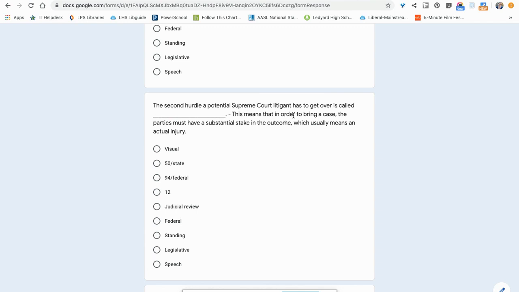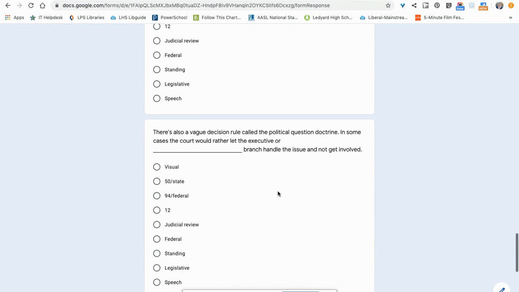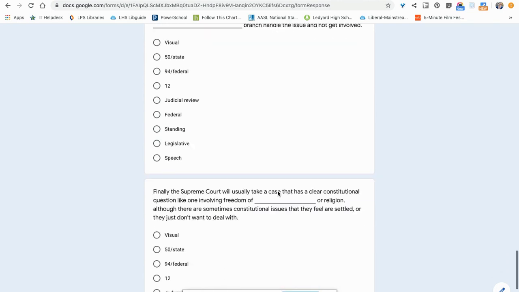This means that in order to bring a case, the parties must have a substantial stake in the outcome, which usually means an actual injury. There's also a vague decision rule called the political question doctrine. In some cases, the court would rather let the executive or the blank branch handle the issue and not get involved.